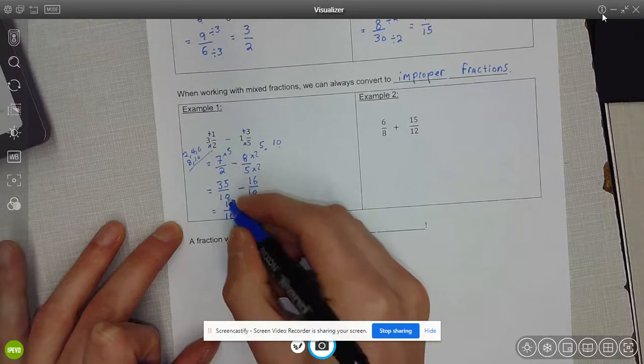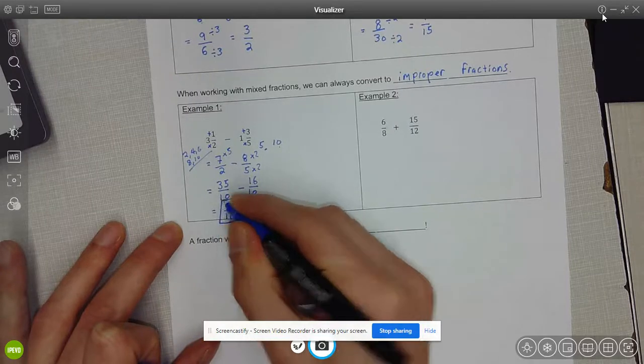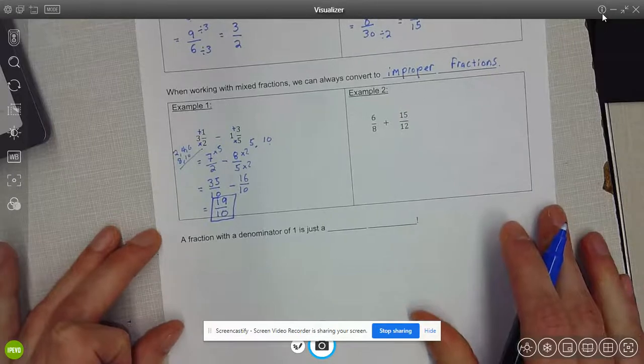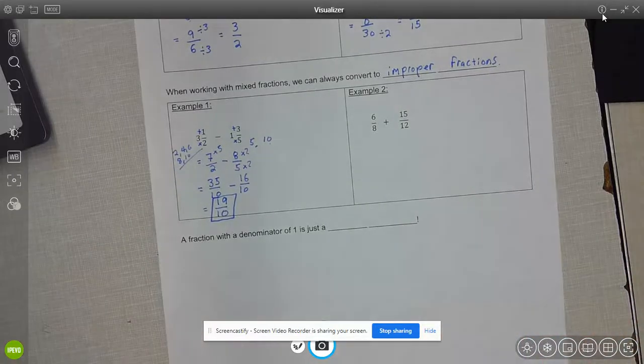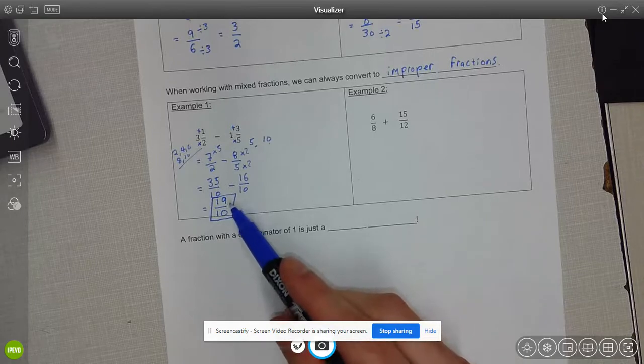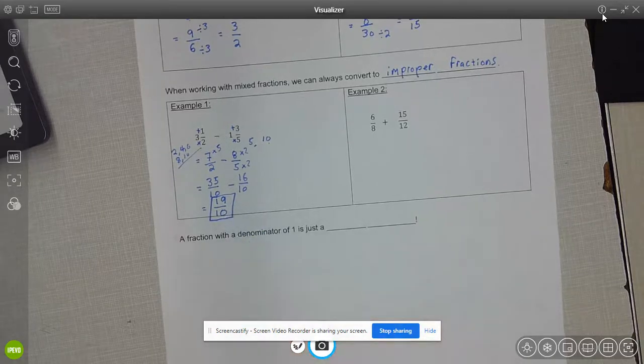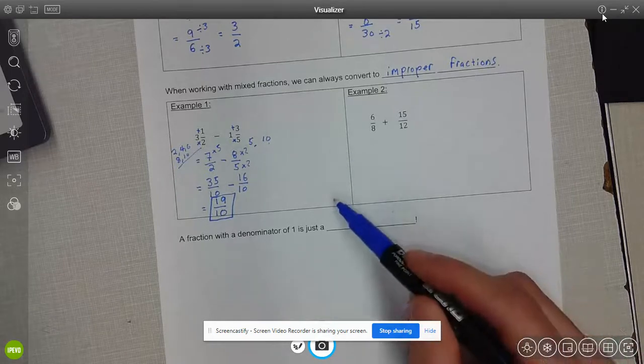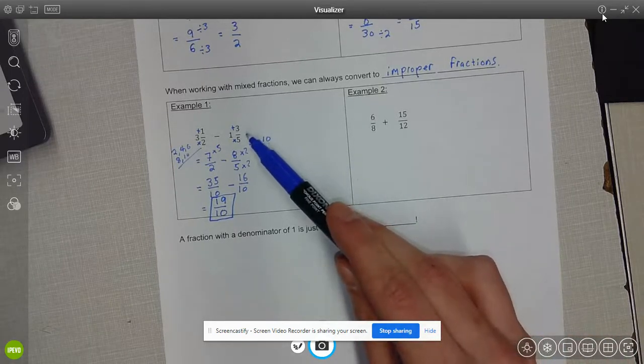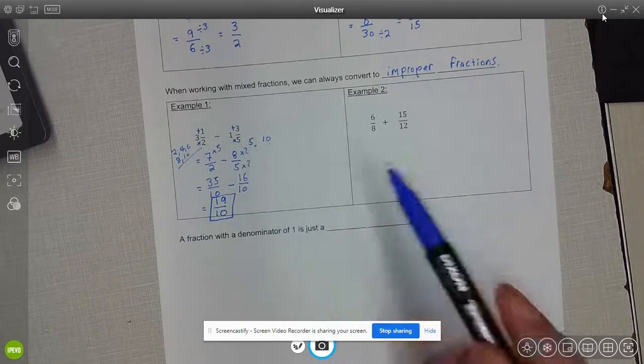Now I can look to see if I can make this fraction smaller. But I can't actually divide 19 by anything except for 1 and 19. Special word for that, we call that a prime number. But the idea is, and you could try this in your calculator, I can't divide 19 and 10 by any of the same numbers. So it's already in lowest terms, and I can just leave my answer as 19/10. So the idea behind that example is just make sure if I'm giving you mixed fractions that you change to improper before you work on subtracting or adding.